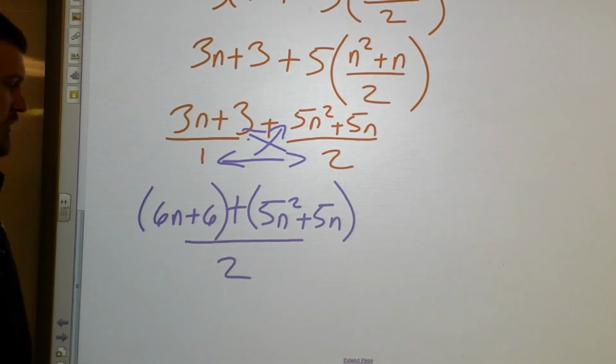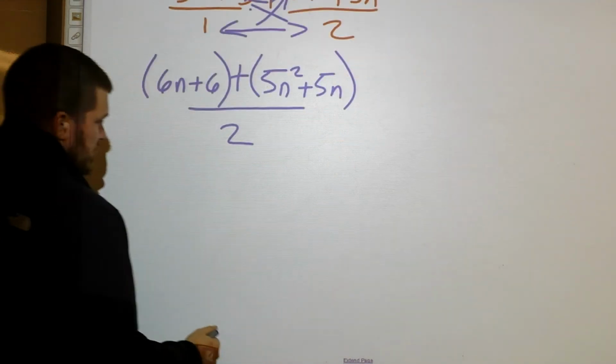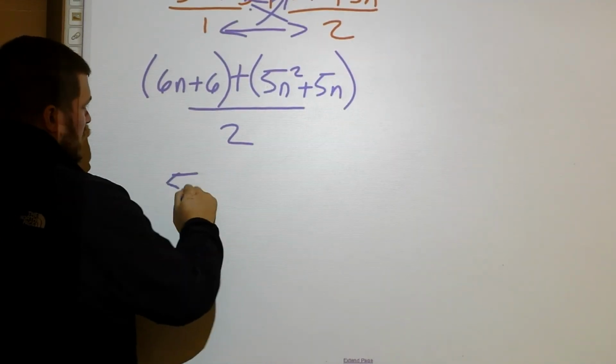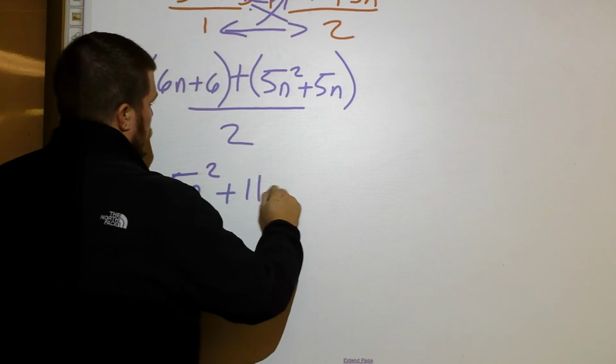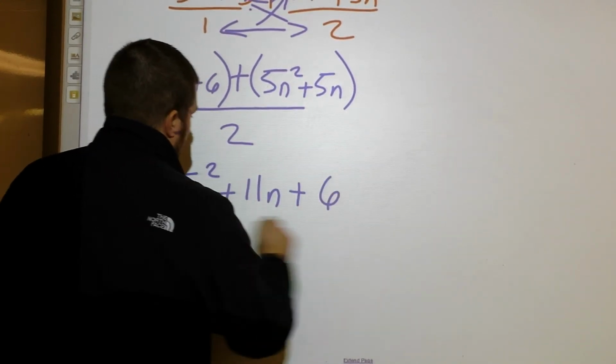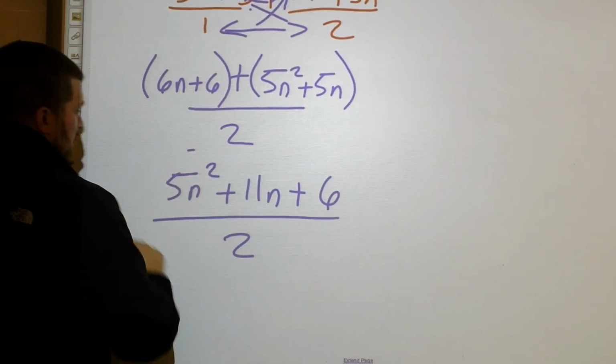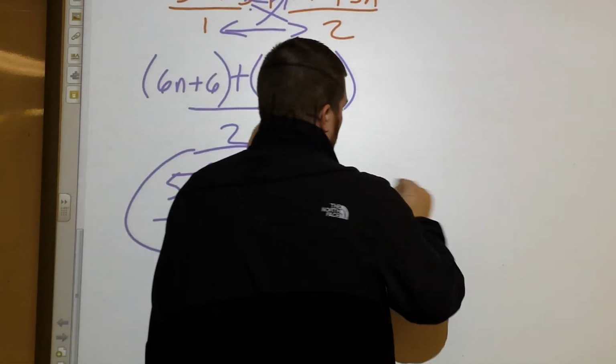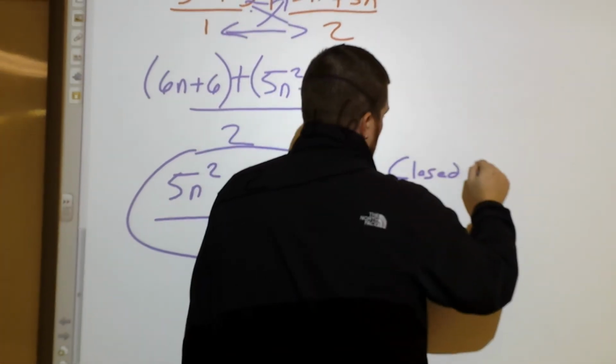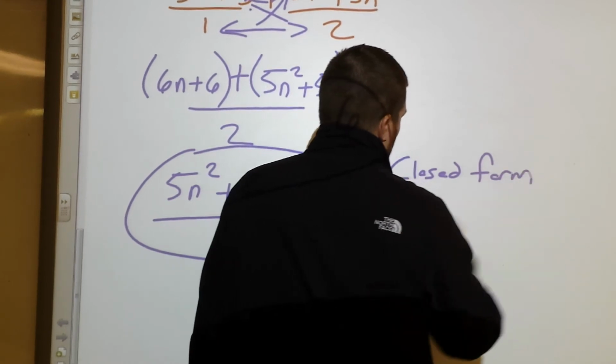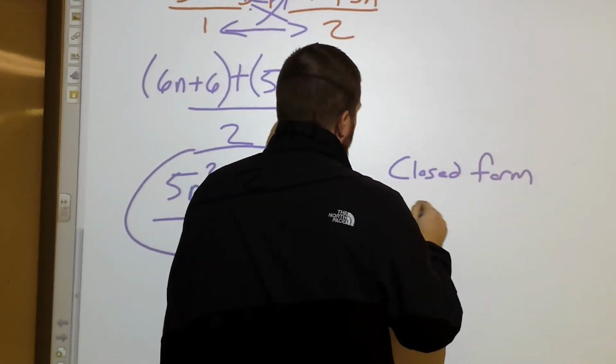Now I want to combine like terms wherever I can. So I have 5n squared plus 11n plus 6 divided by 2. This is the closed form for the arithmetic series.